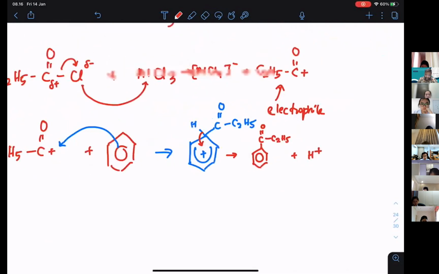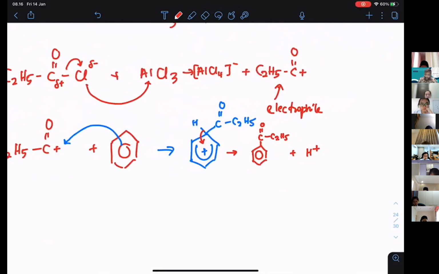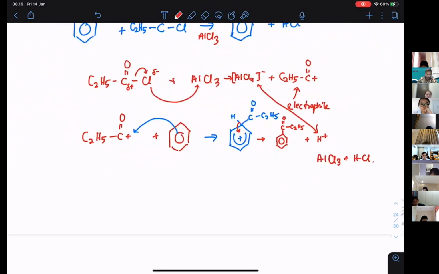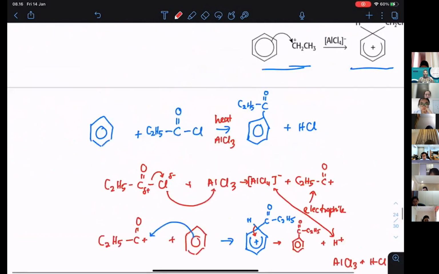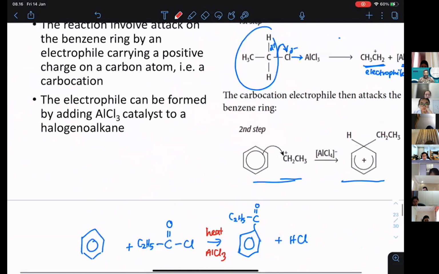This H plus, I think you know what to do with it. They will react with this, and give you AlCl3 and then HCl. So all these are the mechanism of the reaction. The one that is missing over here, you can refer, it's the same thing.